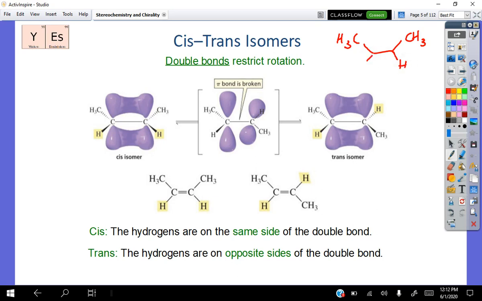We can do H's, and really there should be a second H here, and then another H there. Since there's no double bond at this position, we can rotate our molecule and rotate one half of the molecule. If you just held one part in position and then rotated the other part, there's free rotation there. And that's because there's only sp3 orbital overlap.